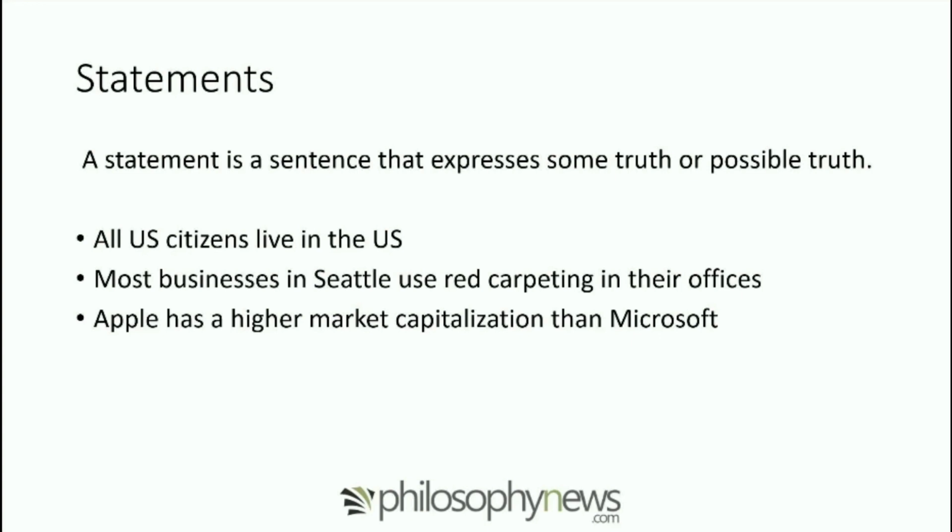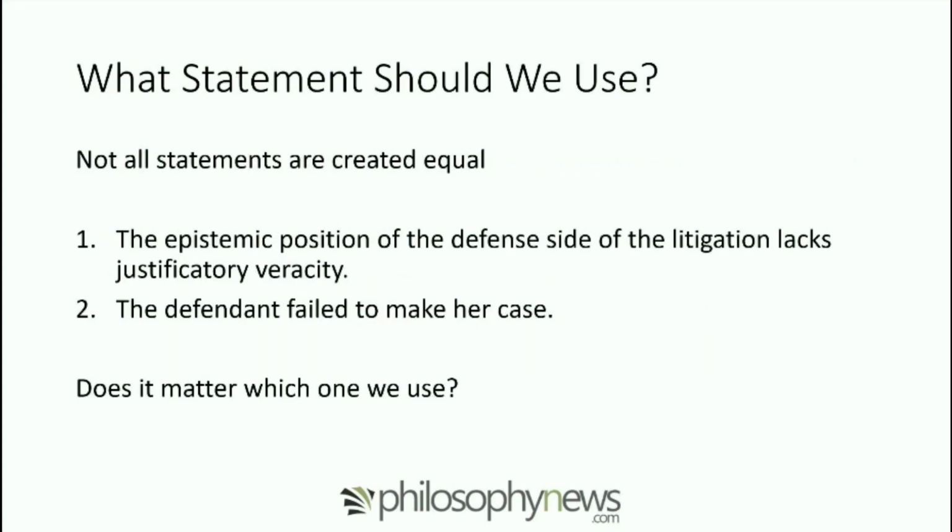Now, we run into a problem when we start using statements like these, in that all statements are not created equal. So we have to figure out when we're constructing our arguments which statements we want to use and which statements are the best to use. Now, if you look at the 2 examples here, the 2 sentences, both are declaratives, both make a claim of truth, but they're very different sentences. They have a very different grammatical structure.